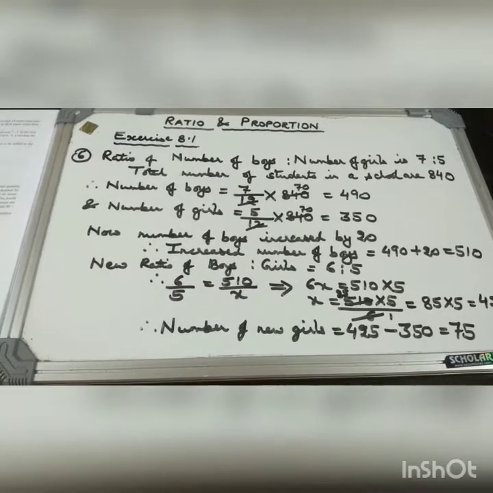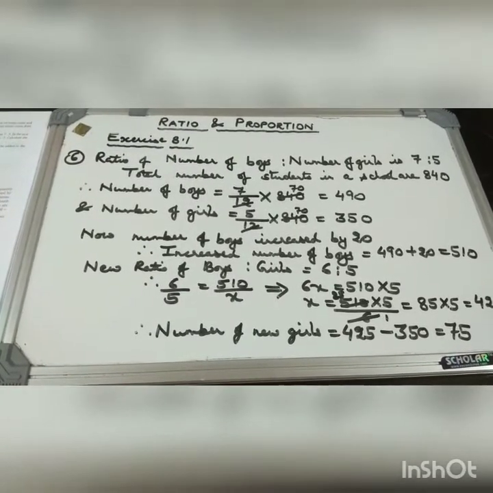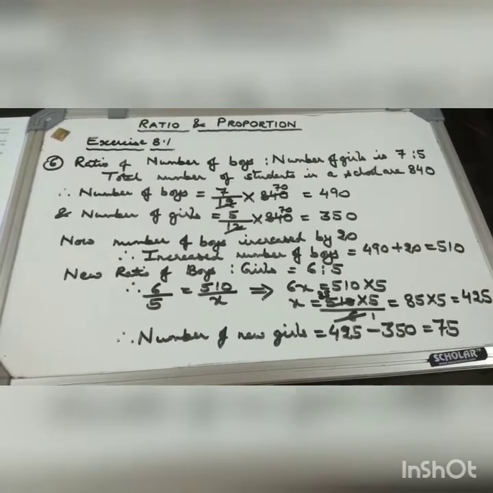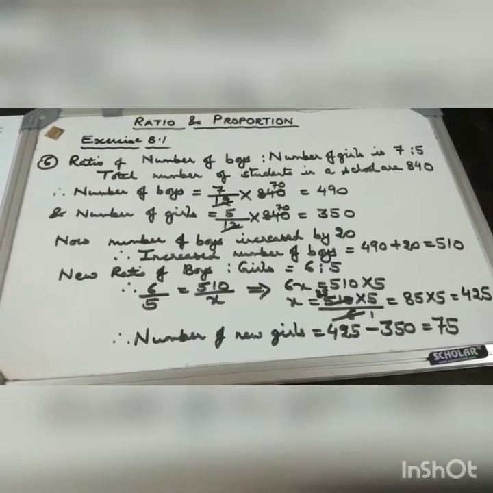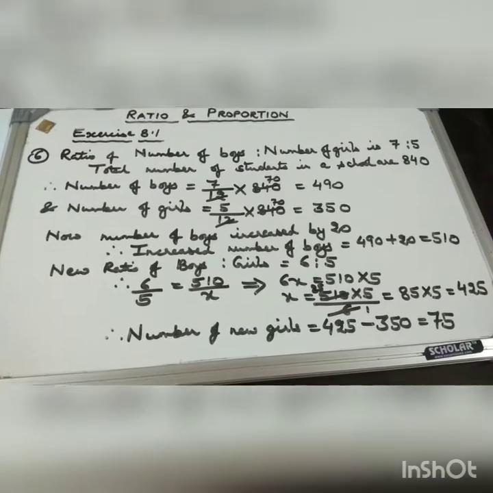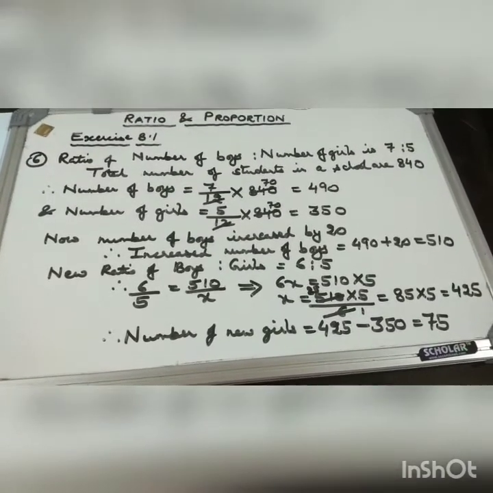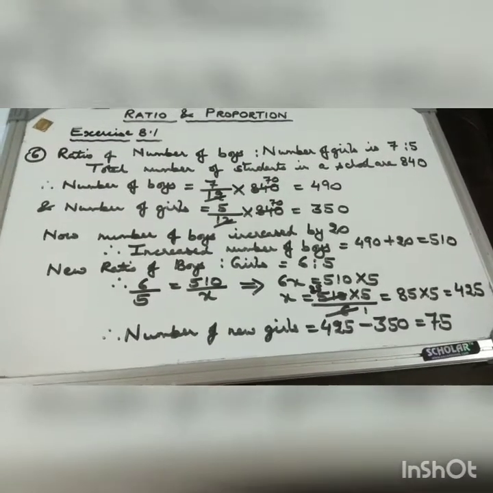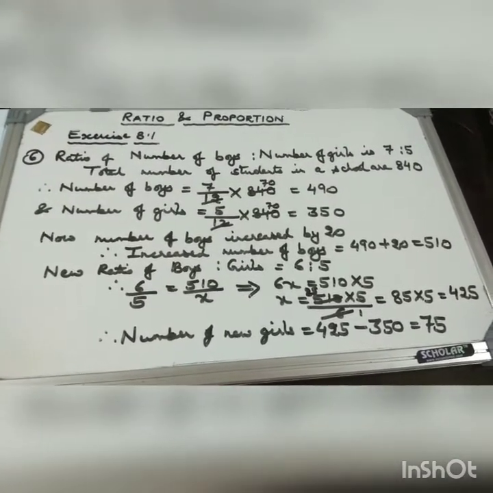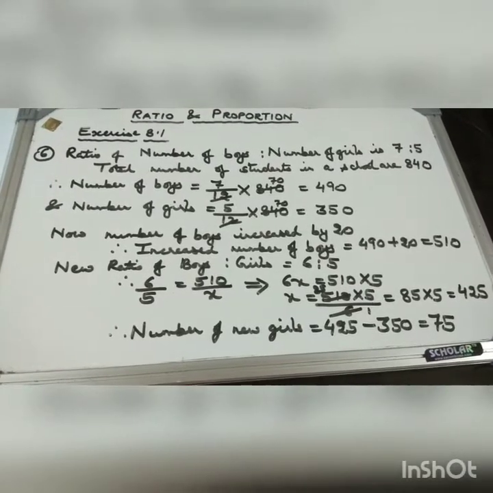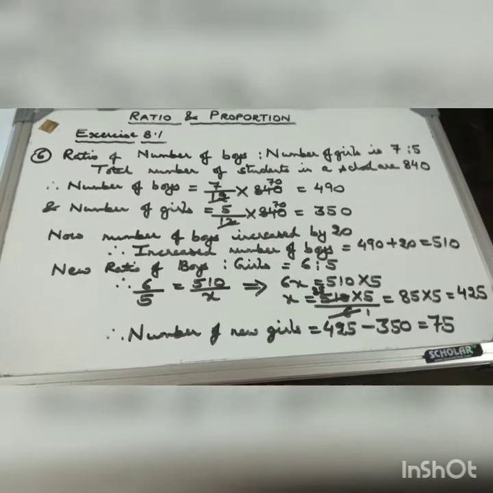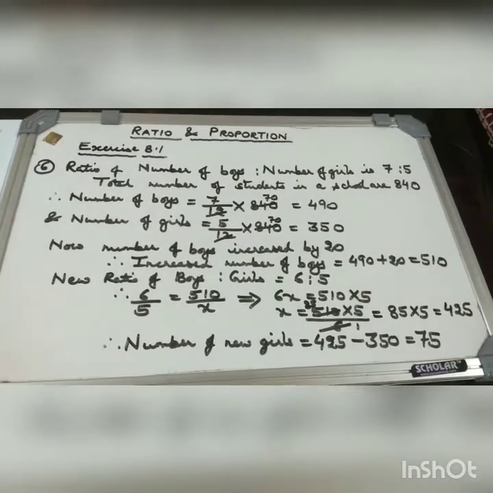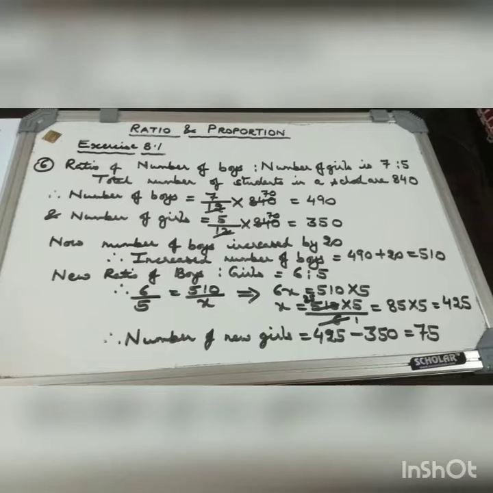Now children, I am going to do question number 6 for you. The question says the ratio of the number of boys to the number of girls in a school with 840 students was 7:5. Now in the new session the number of boys increased by 20 and the ratio of boys to girls changed to 6:5. Calculate the number of new girls.